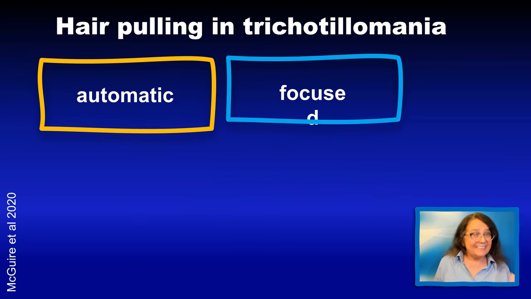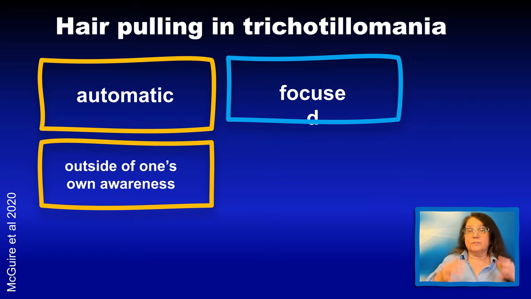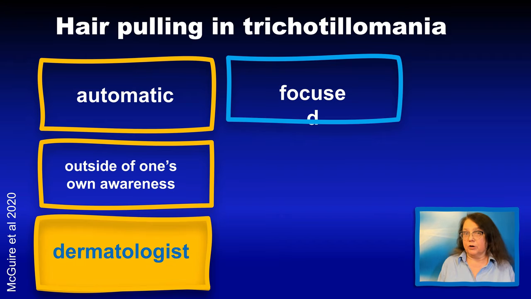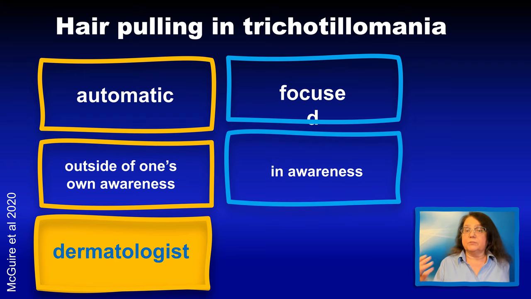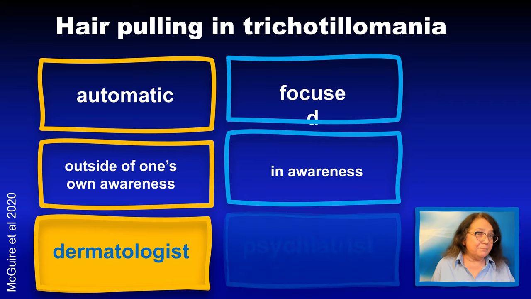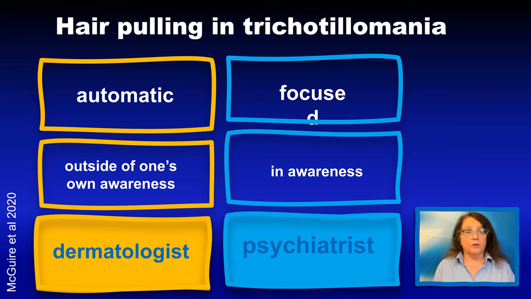I must say that I like the division of trichotillomania into the automatic type and the focused type. The automatic type is at least partly outside of the awareness of the patient. It may be associated with the so-called playing with hair, and usually these are the patients whom we see in our office, the patients who will visit the dermatologist. On the other part of the spectrum is the focused type of trichotillomania. It is with full awareness of the patient, sometimes associated with stress or with a kind of pleasure or feeling of relief. And some of these patients will have a psychiatric comorbidity. And these are the patients who will usually visit the office of a psychiatrist.